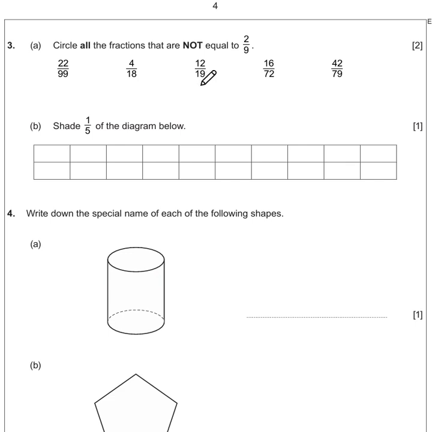You should find, if you make your way through these, that the ones that do not equal 2 over 9 are going to be 12 over 19 and also 42 over 79.